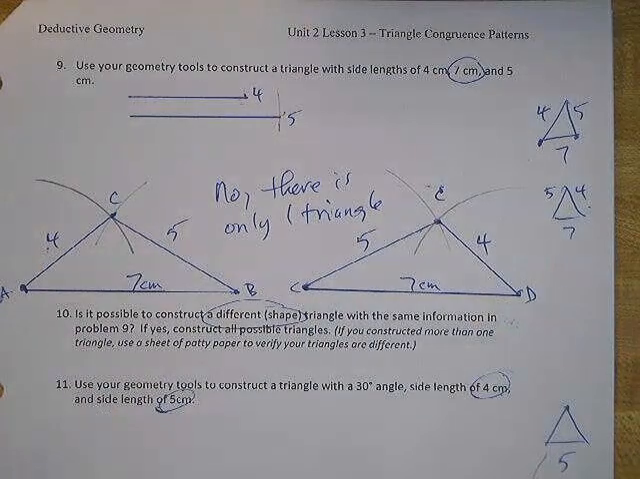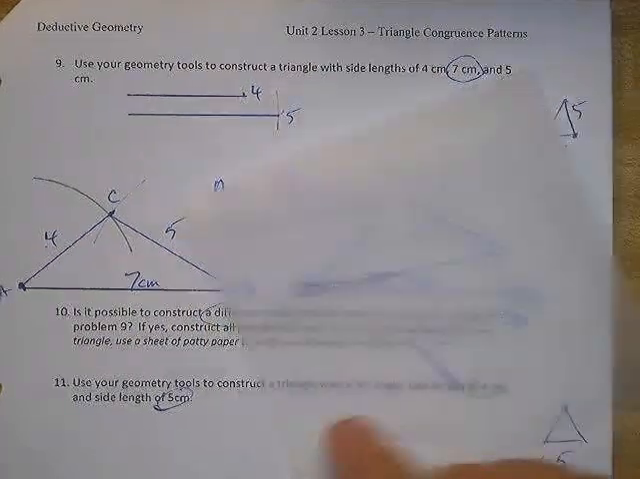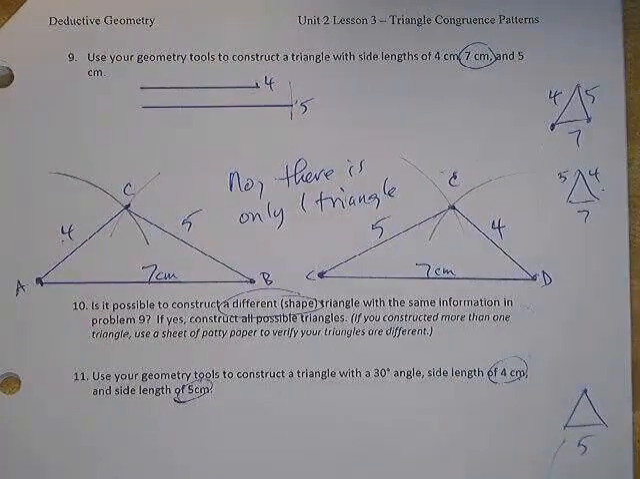So I'm hoping that, again, you and your partner only came up with one triangle. It was the same triangle. Hopefully you could verify it quickly with a piece of patty paper that your triangles would be the same.